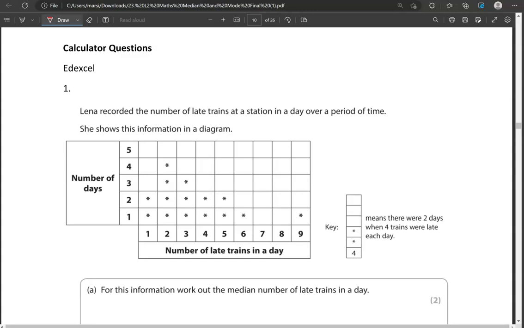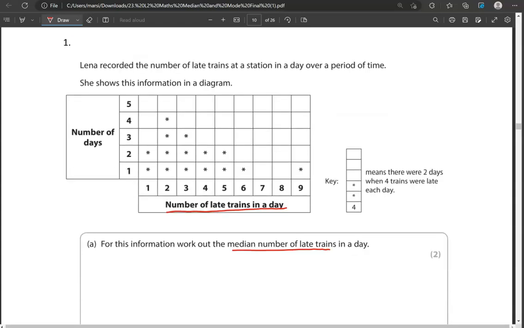So we've got number of late trains in a day, 1, 2, 3, 4 and so on, up to 9. And then we've got number of days. So we're working out the median number of late trains. So that's what we're focusing on. It's these numbers from 1 to 9. But how many ones do we have? That is 2, as you can see. So we're going to write 1 and then 1 again.